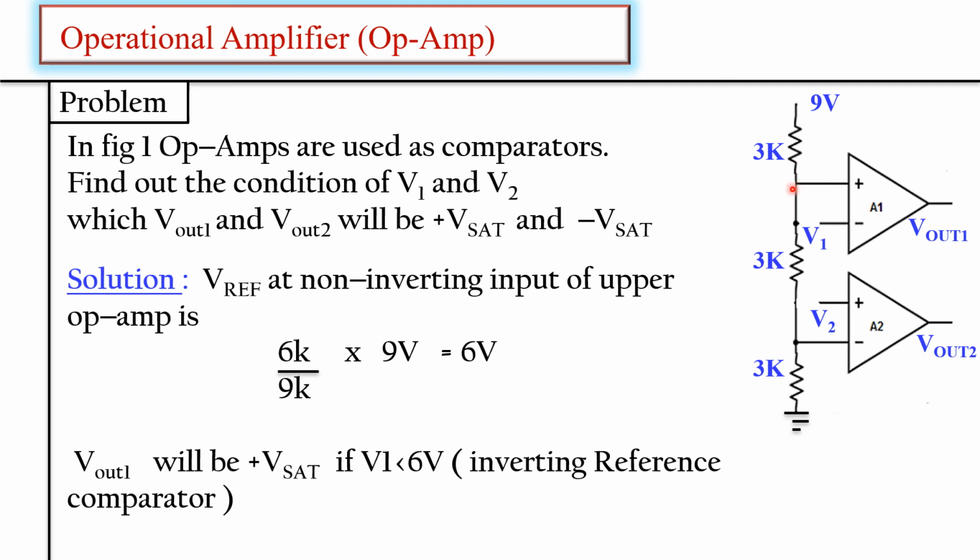That is nothing but the resistance R2 plus R3 upon the total resistance R1 plus R2 plus R3, into the voltage, that is 9 volt. So we get 6 upon 9 into 9, the 9s get cancelled, that is 6 volt. So here the V reference is 6 volt. So the voltage at the inverting terminal should be less than this 6 volt, then only Vout will be plus Vsat.